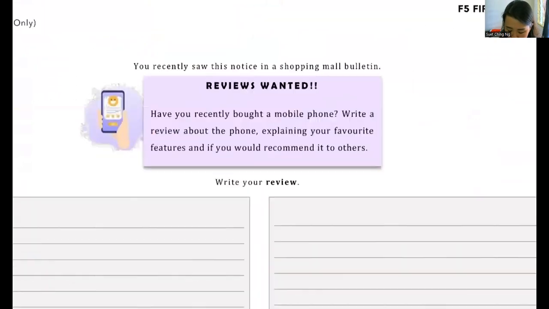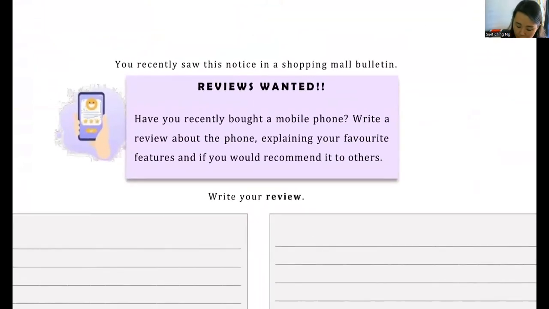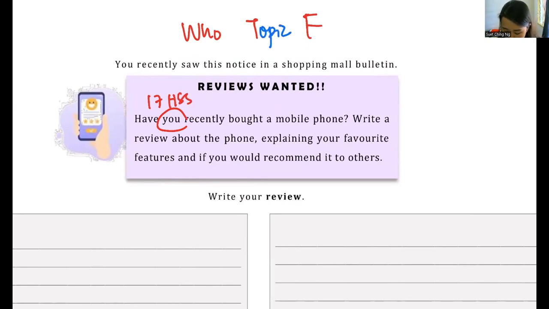Now, let's take a look at number one. You have recently bought a mobile phone. Write a review about the phone explaining your favorite features and if you would recommend it to others. So as usual, no matter section A, B, and C, when I do my essay, I always start with a WTF. Who? So you're talking about you? Okay. If there's no particular pangkat provided here, be you. Be a 17-year-old high school student. Topic. You're talking about mobile phone, but in what sense? Write a review about the phone. T1, favorite features. T2, would you recommend it.